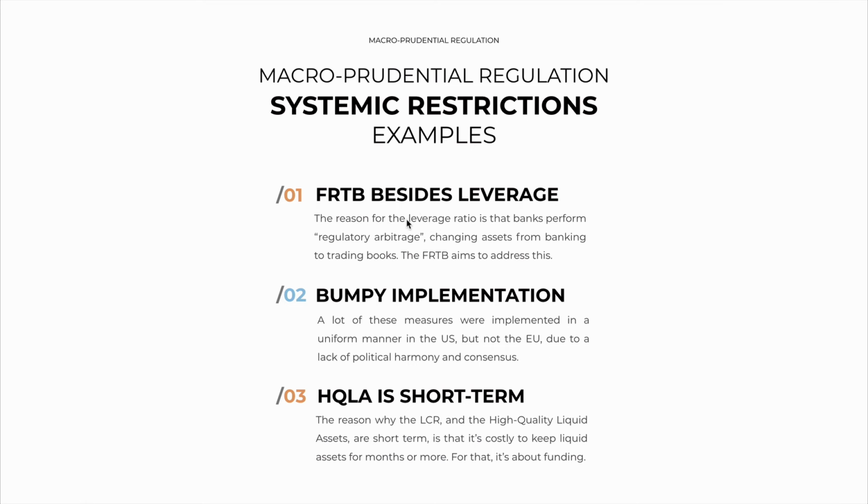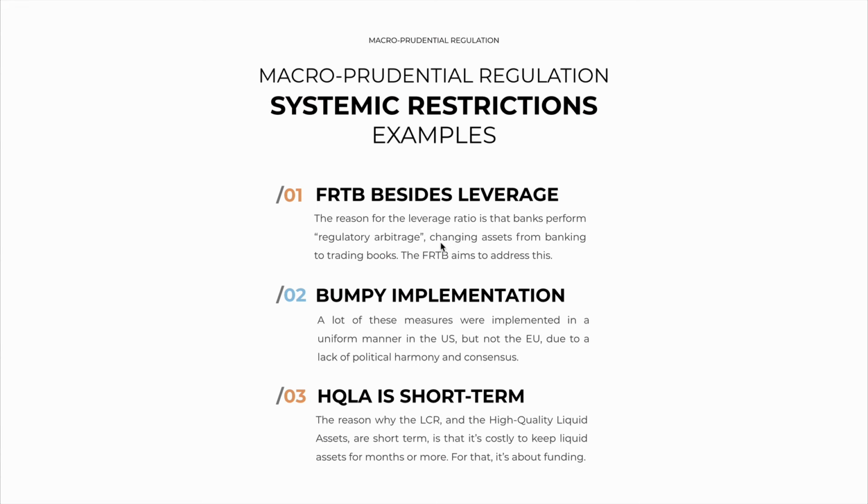The first is that the FRTB, or Fundamental Review of the Trading Book, is another measure besides leverage ratios. As we mentioned, the reason for leverage ratios is that banks perform regulatory arbitrage. They figured that they could move assets from the banking book to the trading book to reduce the risk weights or even eliminate it. So the goal of the Fundamental Review of the Trading Book is to completely redefine which assets can be placed on the trading book and the banking book. It completely prevents regulatory arbitrage, and therefore it demands a lot higher regulatory capital, because you can't perform any type of arbitrage to reduce that capital.